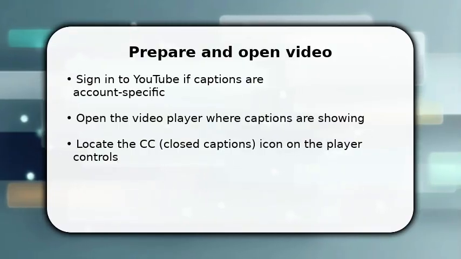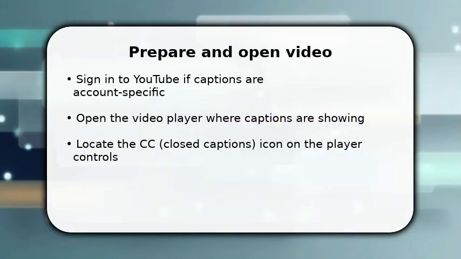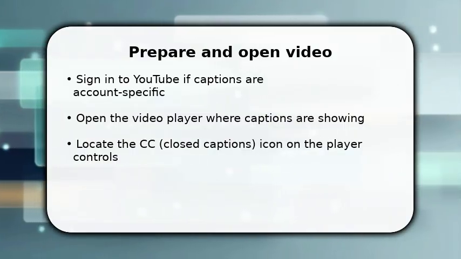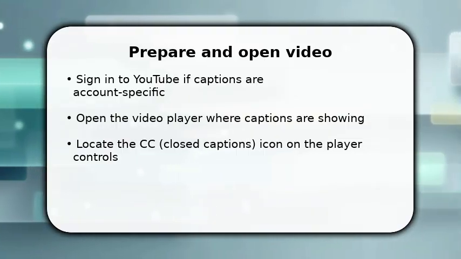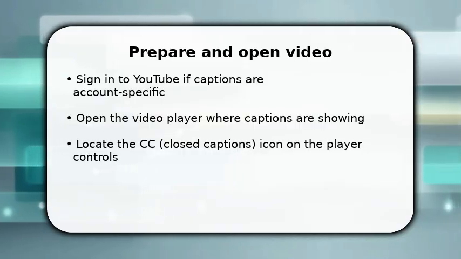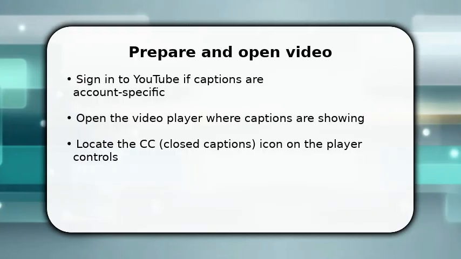You're starting with the video player open and captions visible. That's essential. First, look at the bottom right of the player for the CC icon and the settings gear. Tap or click the CC icon to see caption availability. If the icon is highlighted, captions are active. Once done, you'll know whether captions come from auto-generation or an uploaded track, which affects the next steps.